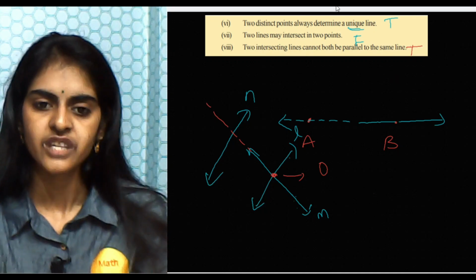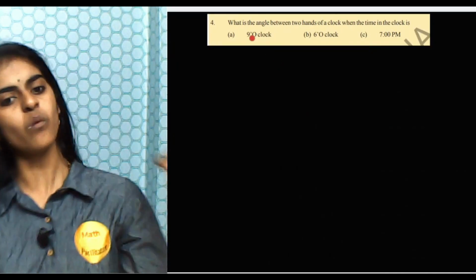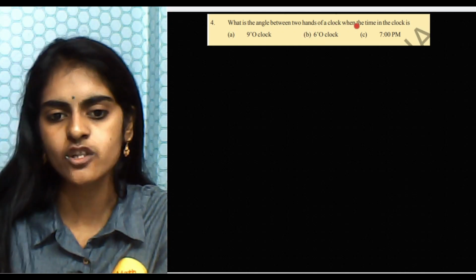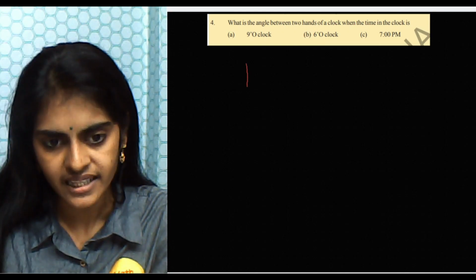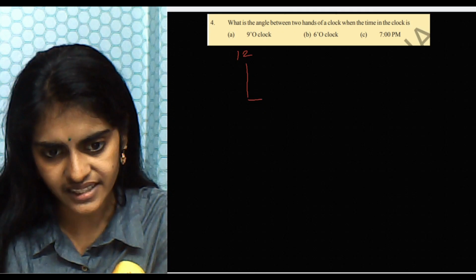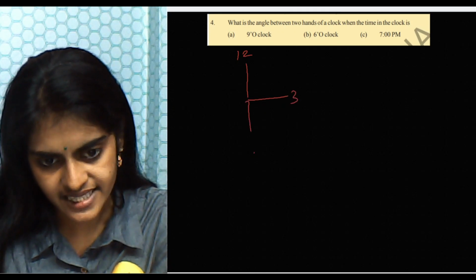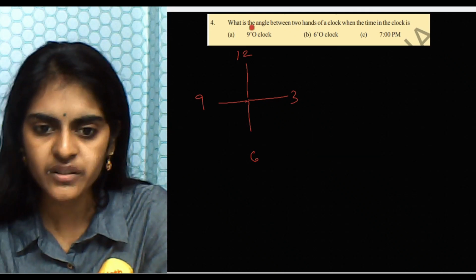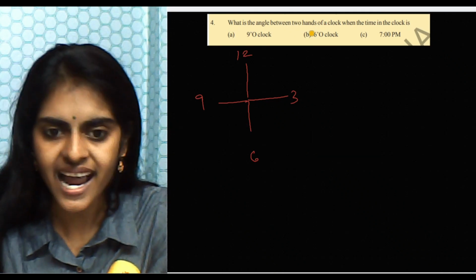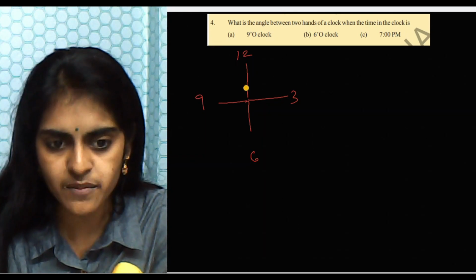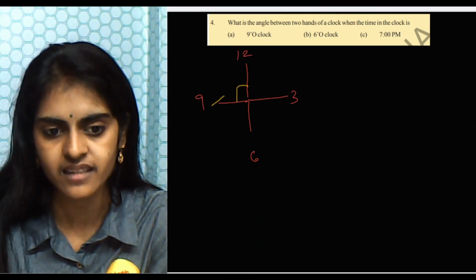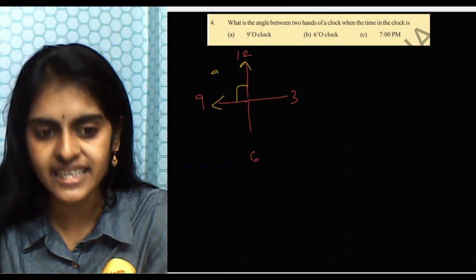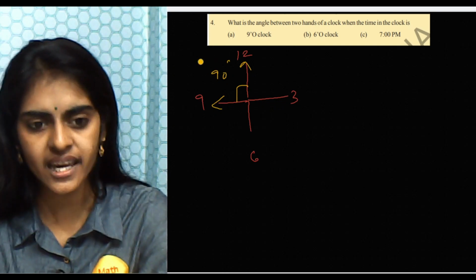Okay, moving on to the next question. What is the angle between the two hands of a clock at 9 o'clock? So this is 12, this is 3, this is 6, this is 9. That means this. So what is the angle? It is 90 degrees.